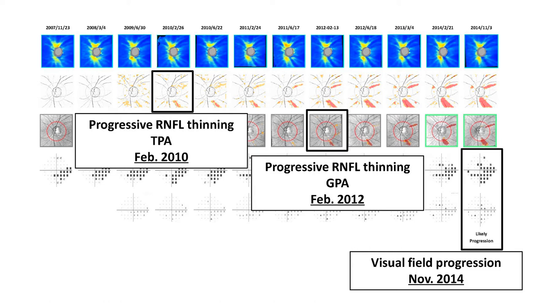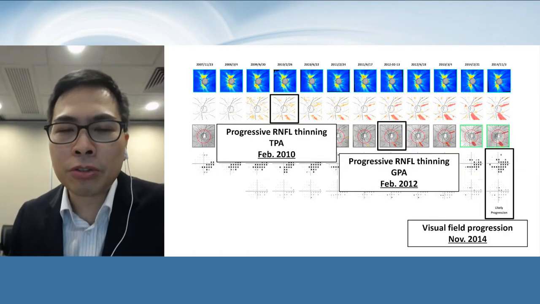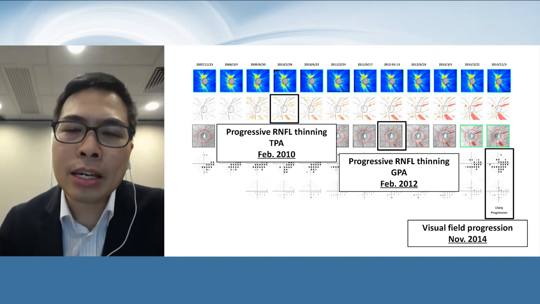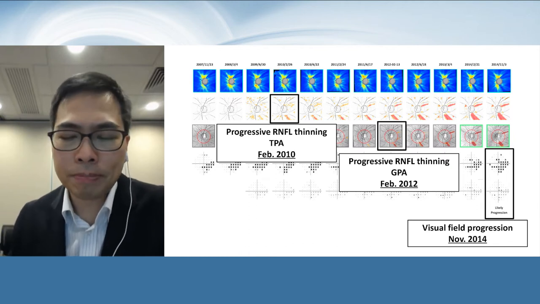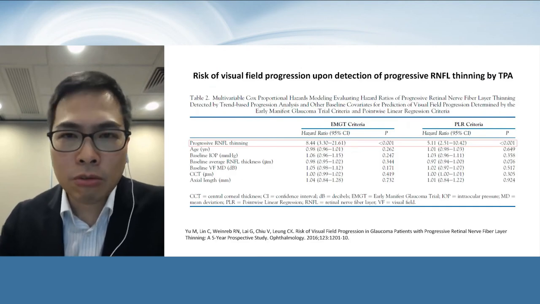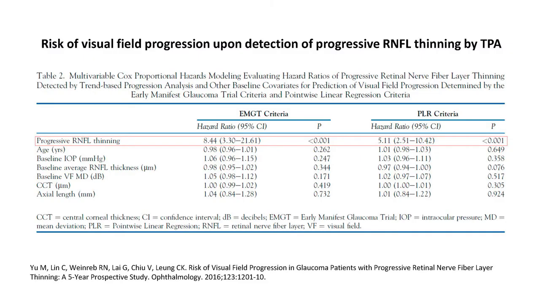Imagine if we can intervene at a time when we see change of the retinal nerve fiber layer. Wouldn't it be possible then for us to prevent future loss of visual field? So that's why it is critical to measure retinal nerve fiber layer thinning over time. It is critical to measure structural change of the optic nerve head over time when we evaluate patients with glaucoma progression. And here in this study, we validated the performance of TPA and GPA.